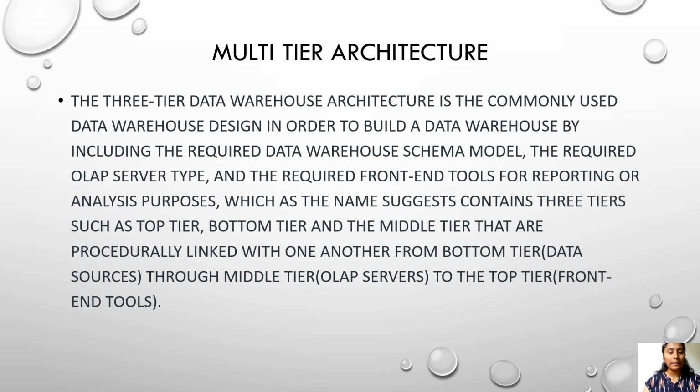Let's discuss the multi-tier architecture. The three-tier data warehouse architecture is the commonly used data warehouse design to build a data warehouse, including the required data warehouse schema model, the required OLAP server type, and the required front-end tools for reporting or analyzing purposes. As the name suggests, it contains three tiers, the top tier, bottom tier, and middle tier, that are procedurally linked with one another from the bottom tier through the middle tier to the top tier.